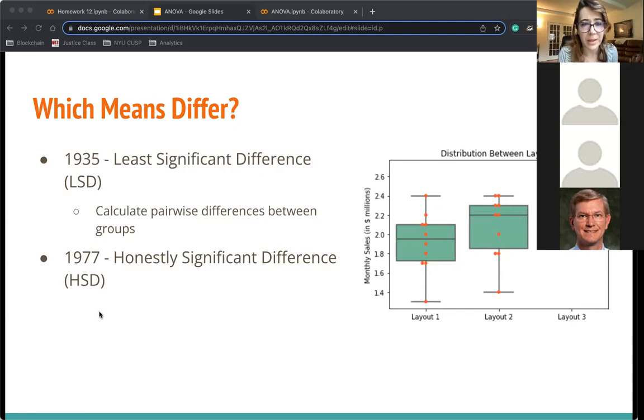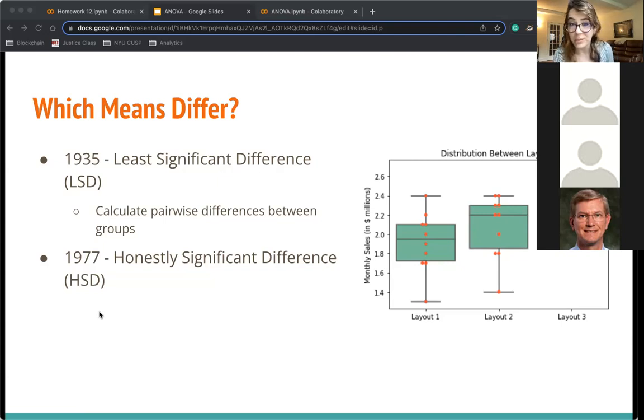So Fisher created the LSD, or least significant difference, method. And this was later improved upon by John Tukey with the honestly significant difference method, or HSD. You can see the time difference between 1935, when we have Fisher, and 1977, where we have Tukey's test.